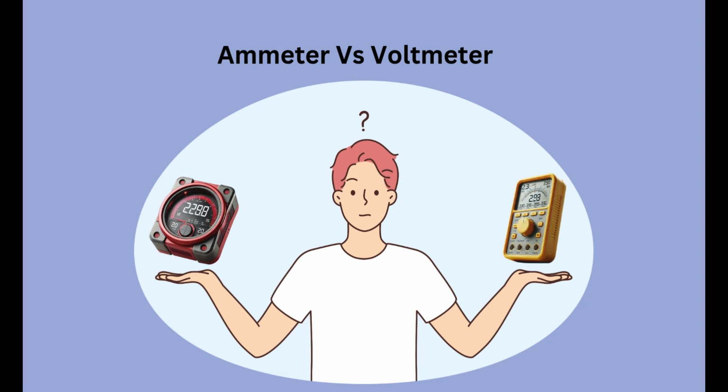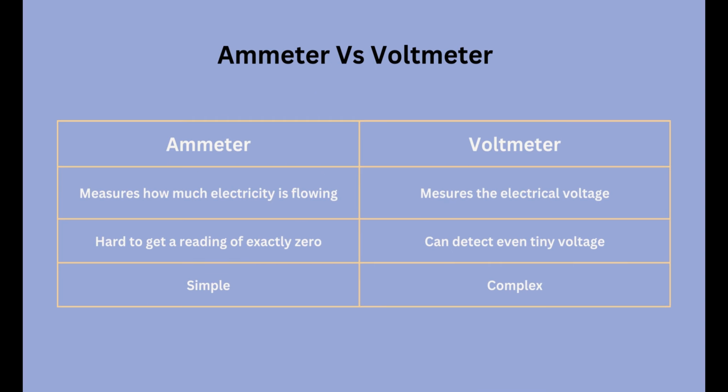Now let's see the next question, which is better between ammeter and voltmeter. An ammeter measures how much electricity is flowing. When the bridge is perfectly balanced, no electricity flows through the middle part of the bridge. So if we use an ammeter, we will be looking for a reading of 0. However, there are some problems with this.